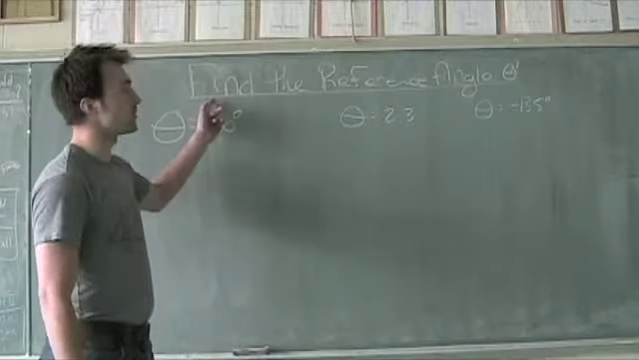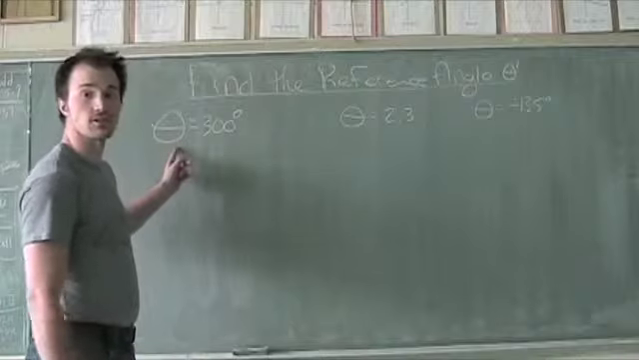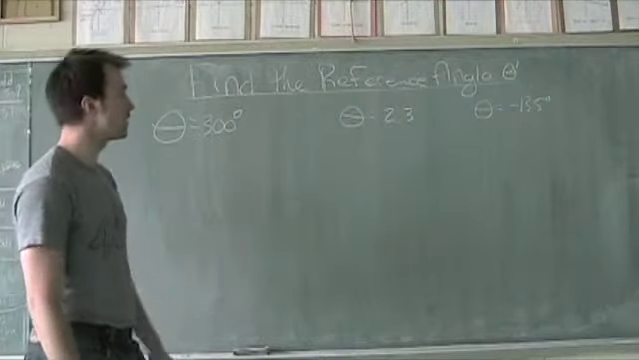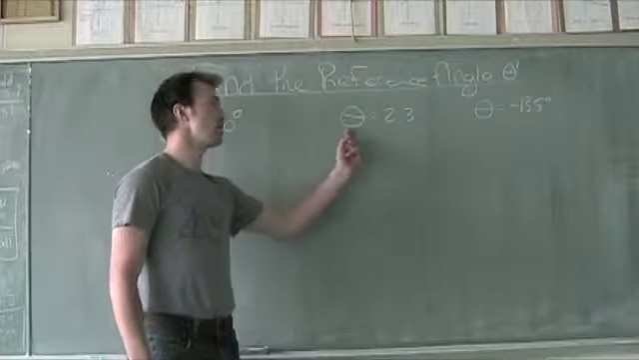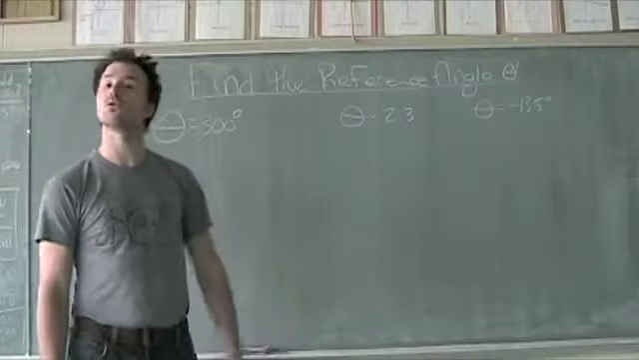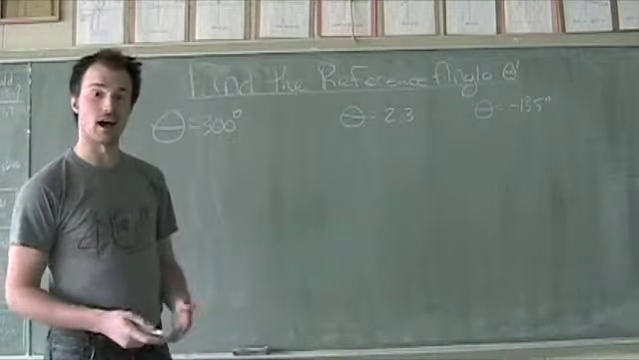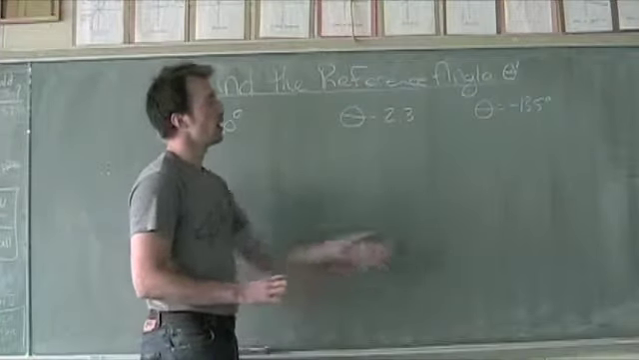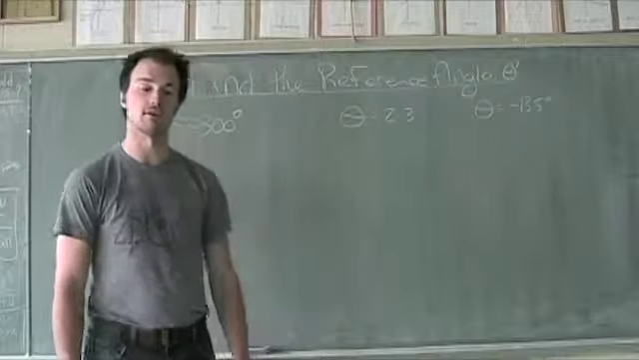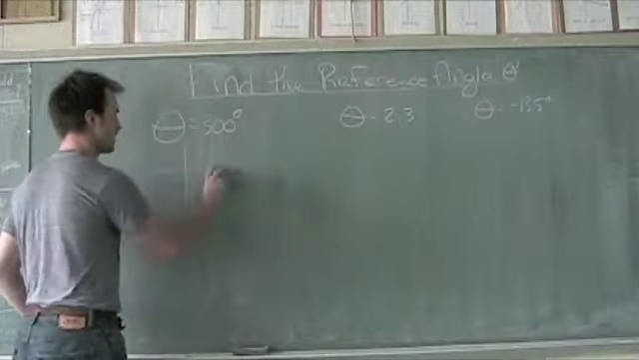In this video we're going to be finding the reference angle theta prime in 3 different cases. The first case is where theta is equal to 300 degrees, so we're using a degree format. In our second example, theta is equal to 2.3. Because it doesn't have a degree measurement on it, that means it's going to be in radians, because radians do not have a formal unit. And lastly, theta is equal to negative 135 degrees.